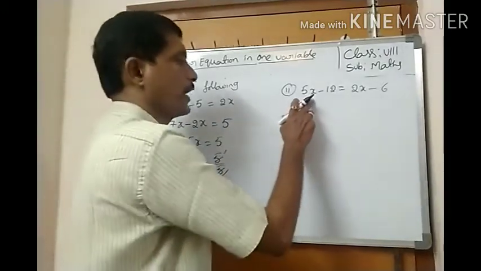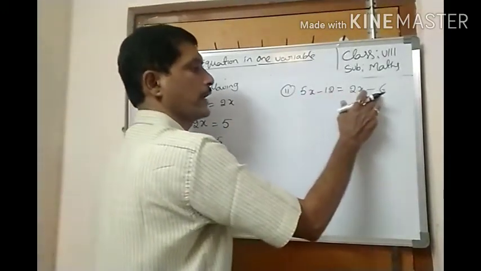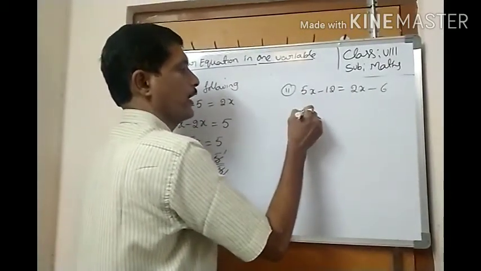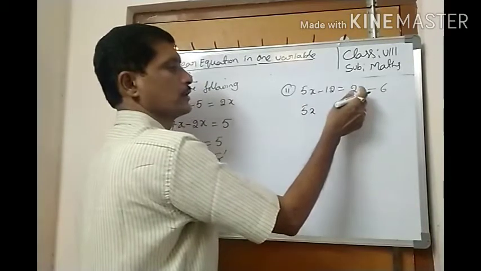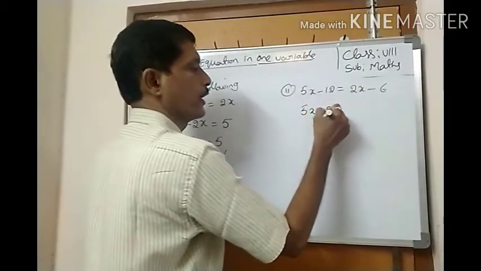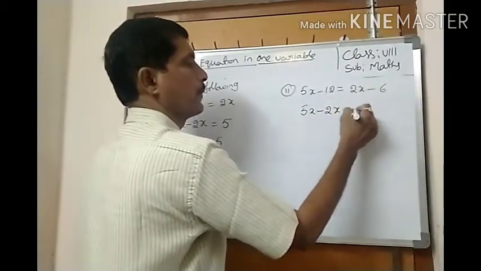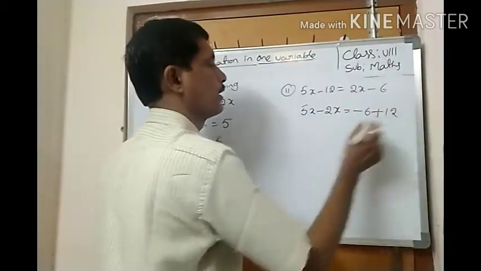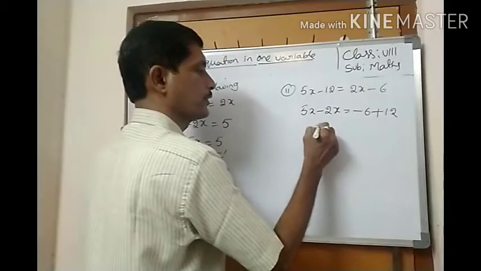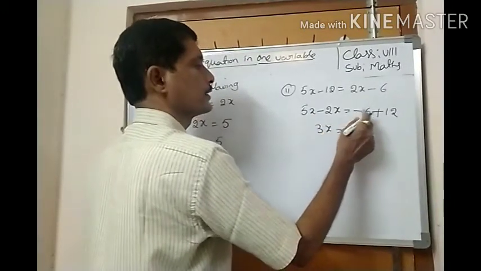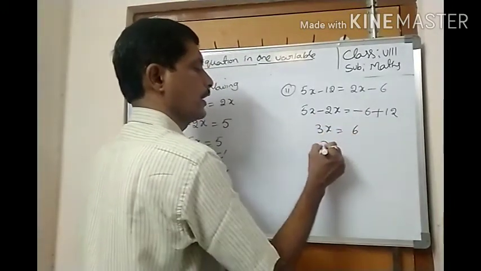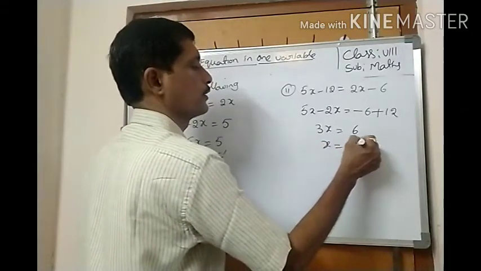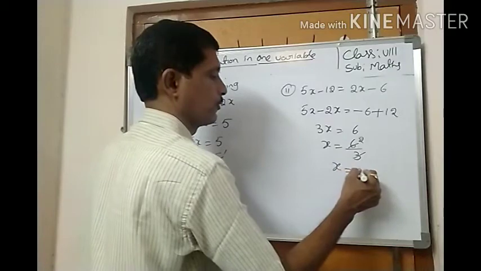Here also same, 5x minus 12 equal to 2x minus 6. Here also variable x is there, here also variable x. Therefore 5x, this minus 2x is changed, that is minus 2x equal to, here minus 6, this minus 12 is changed, that is plus 12. Here 5x minus 2x, that is 3x equal to minus 6 plus 12, that is 6. x equal to 6 by 3. 3 2s are 6, therefore x equal to 2.